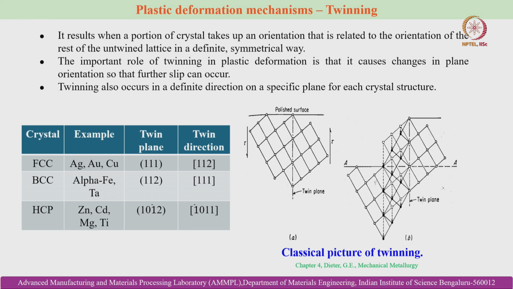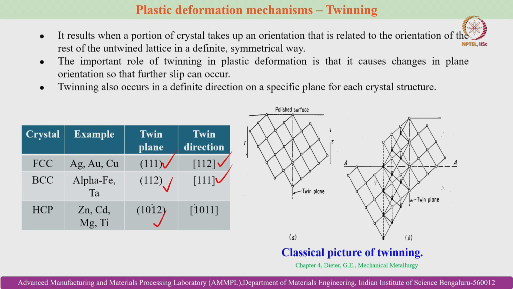Twinning also occurs in a definite direction on a specific plane for each crystal structure. Like we have learnt earlier that there is a specific slip plane and slip direction, similarly twin planes are also fixed for a particular crystal structure with a definite twinning direction as well. For FCC, examples are silver, gold and copper. The typical twin plane is 111 and twin direction is 112, whereas in BCC it is 112 as the twin plane and 111 as the twin direction, and in case of HCP it is 101 bar 2 as twin plane and twin direction is 1 bar 0 1 1.